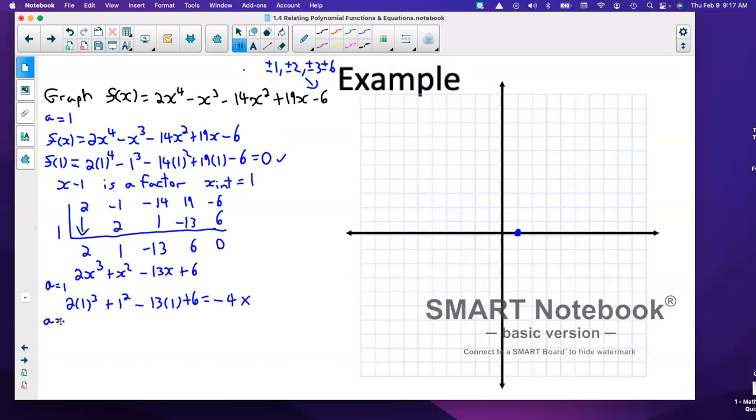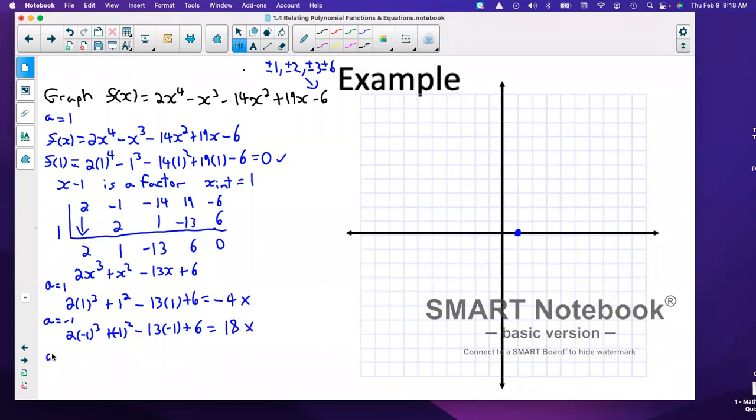So we'll try a is equal to negative 1 now. So we have 2 times negative 1 cubed plus negative 1 squared minus 13 times negative 1 plus 6. So negative 1 cubed is negative 1 times 2 is negative 2. This is going to give us positive 1. So negative 2 plus 1 is negative 1. Plus 13 would be 12, plus 6 gives us 18. So this also doesn't work. So we'll go on to the next one.